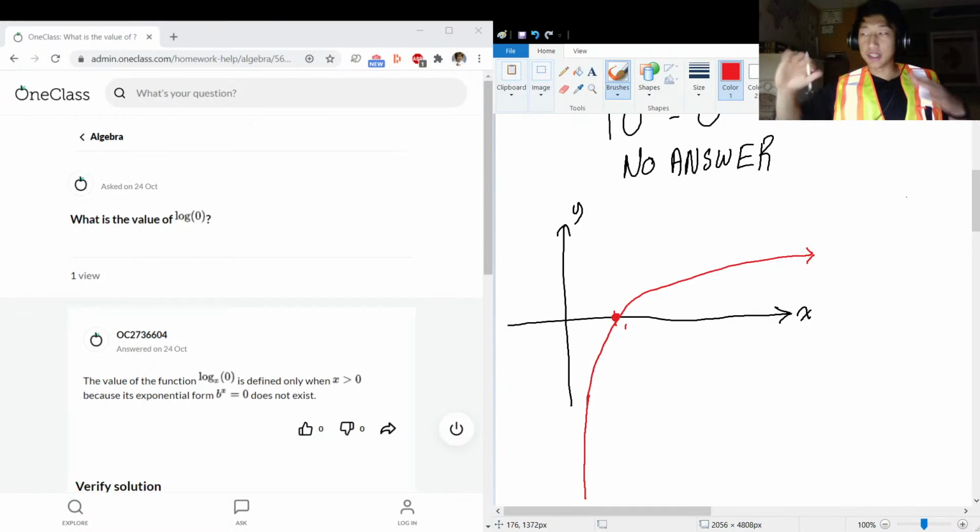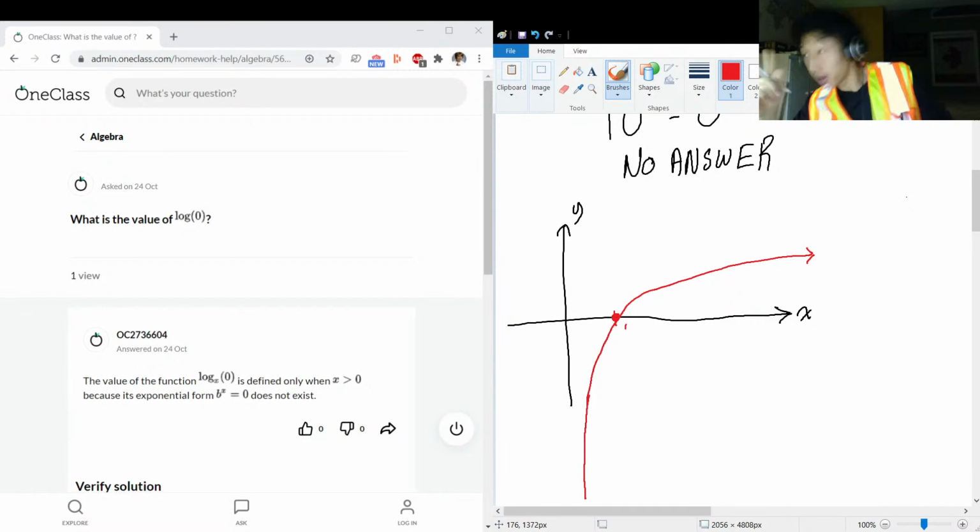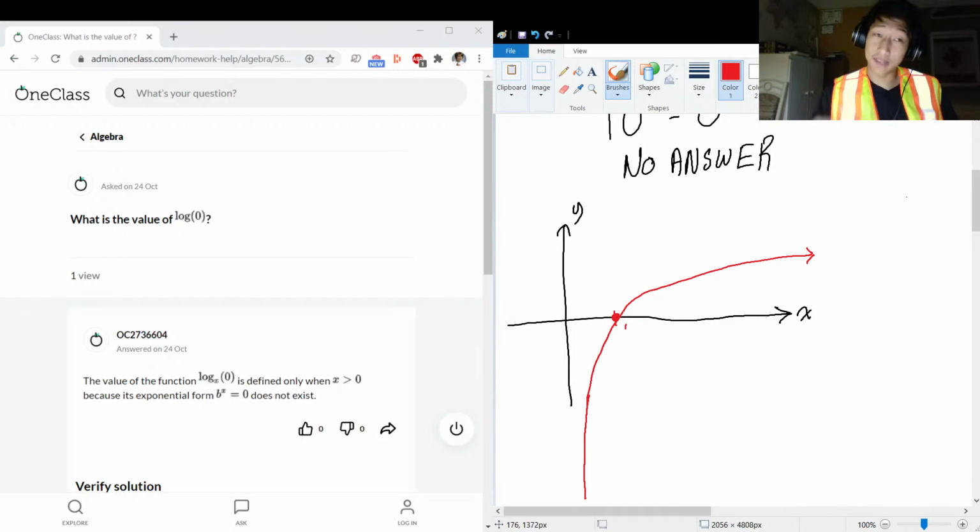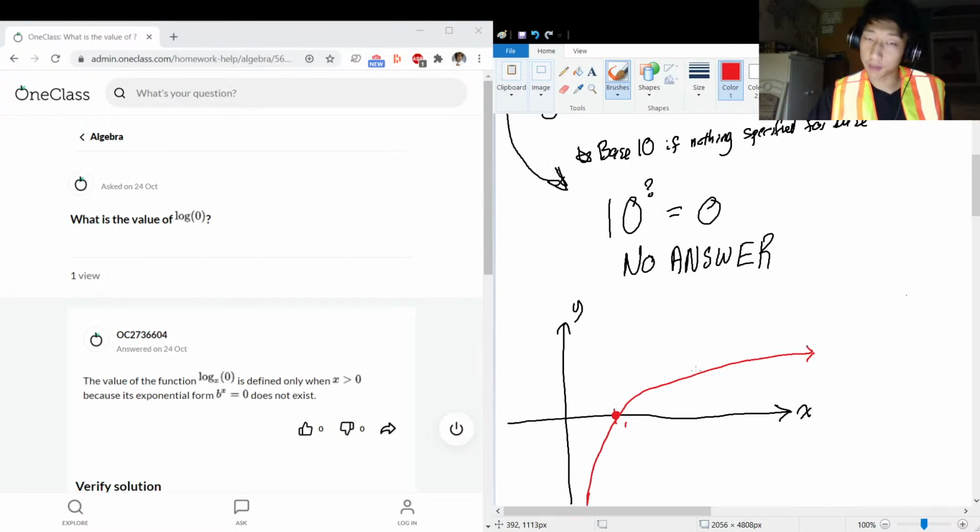x cannot be 0, even when x is like 0.0000001, extremely close to just being 0. It's going to have an extremely deeply negative y value, but you can never get an x equals 0. It's just not possible. And x can also not be negative, so there's no negative part to a logarithmic plot.